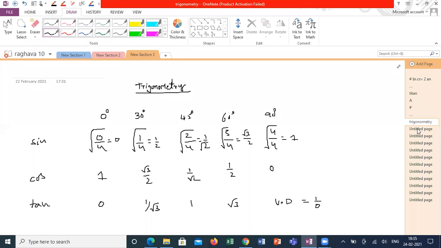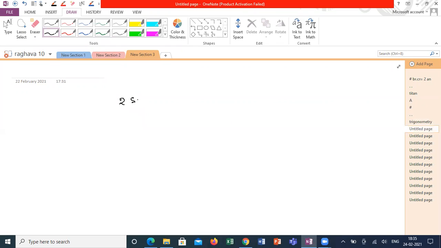What is the first question? They gave 2 sine x by 2 is equal to 1. Correct? Yes, sir. So I'm dividing both sides with 2. What I will get? Sine x by 2 is equal to 1 by 2 only now.